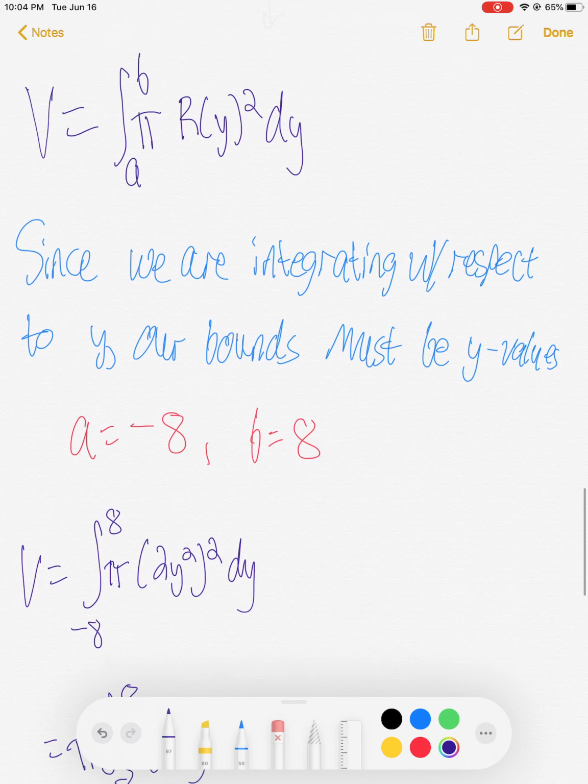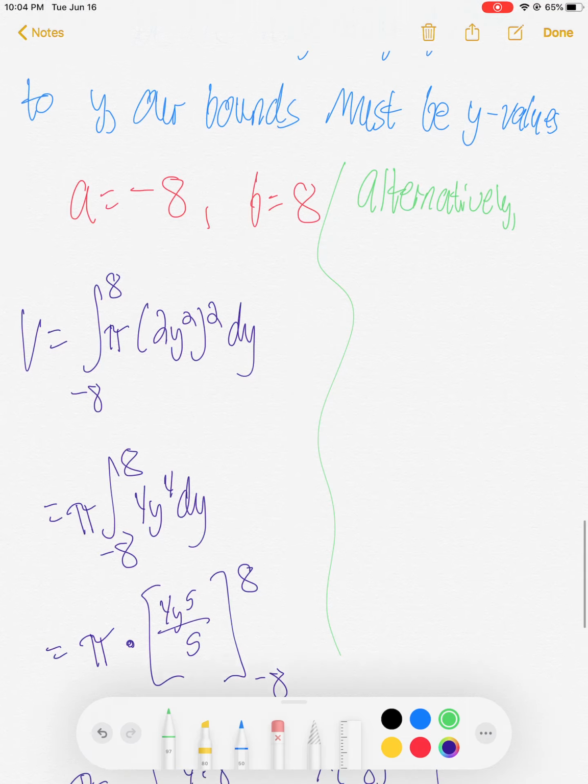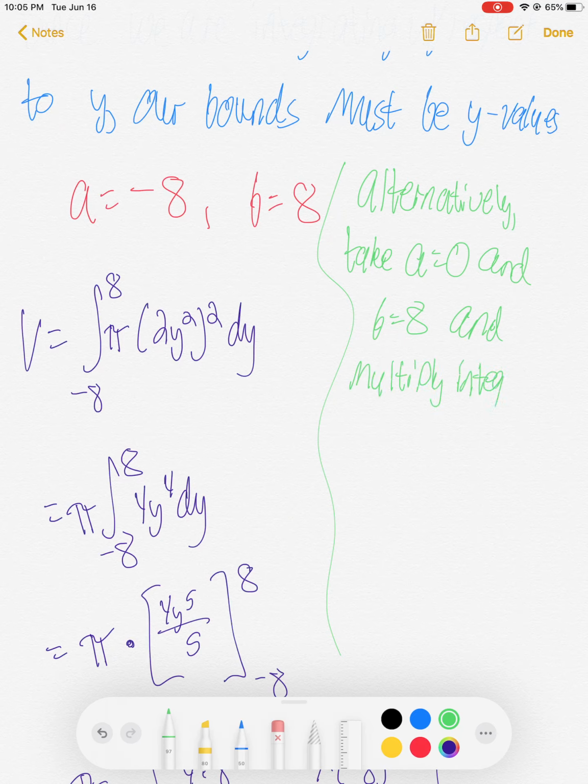Okay, so let me tell you what I had been thinking. Alternatively, let me just draw the little line here. Alternatively, what I could do is I could only integrate, I could take a to be 0 and b to be positive 8 and multiply the integral by 2. The reason that this would work is because of that symmetry which we pointed out earlier.